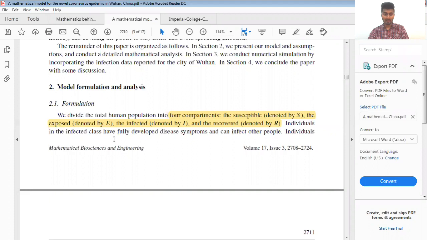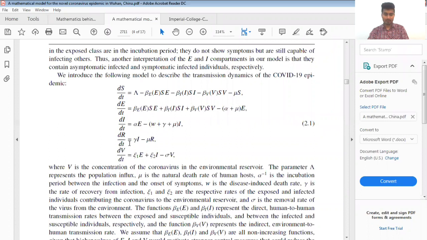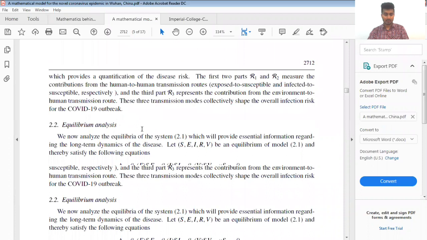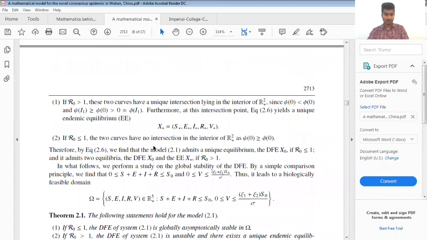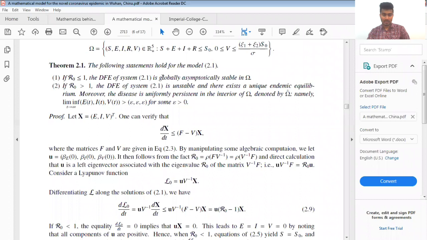We take differential equations based on our assumptions on the model, and then keep solving for different things. We take different things into consideration for the equilibrium state, and we have some simplification assumptions. So you see R not less than one, what happens in that case? R not greater than one, what happens in that case?